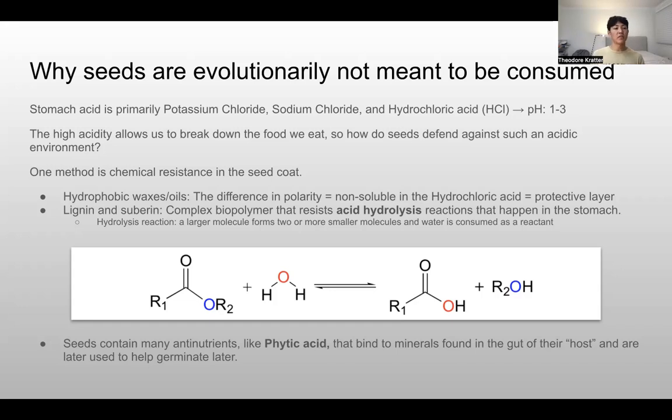But I'll talk about the general premise of hydrolysis, which is really just having a large molecule, you react it with water, and it breaks down into two smaller molecules. If you think about the digestive system as a whole, this makes sense because we're trying to break down complex structures and use them for their energy. So there are complex biopolymers, there are oils, but there are also anti-nutrients like phytic acid, which bind to minerals inside of our gut and are used in the germination later. They also act as a fertilizer, if you could say that, for the seed later on.